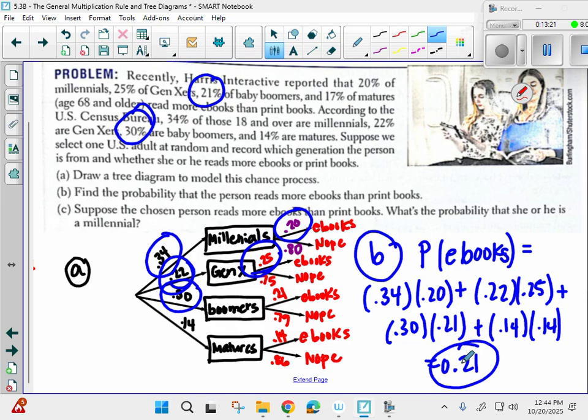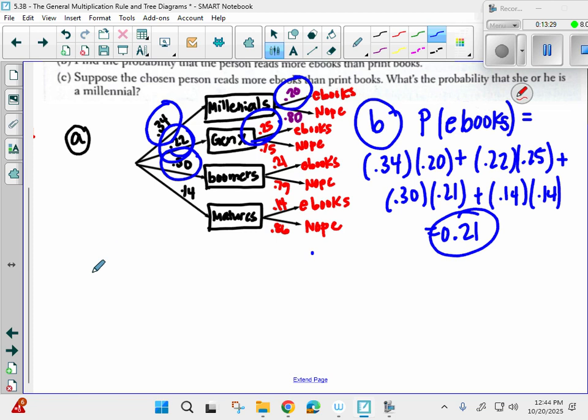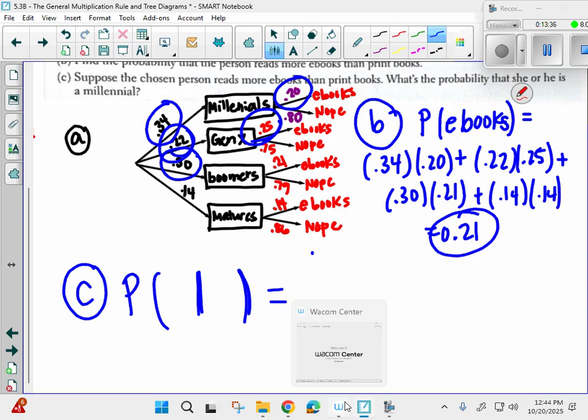Now it says, suppose the person reads more ebooks than print books. What's the probability that she or he is a millennial? So this is what it always builds to, is one of these given statements. Not always, but a lot of times, okay? So what this is saying is that they like ebooks better. That goes second. We know they're into ebooks, okay? What's the probability they're a millennial?